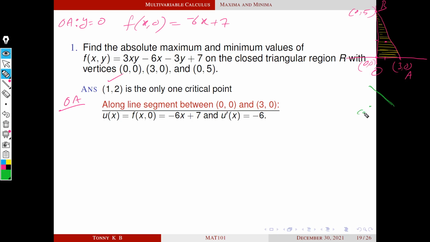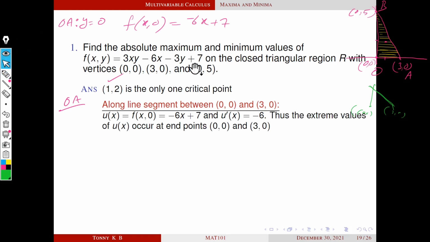This point corresponds to (0, 0) and this point corresponds to (3, 0). It is clear that we have two possibilities. Either one point is a maxima and one point may be a minima. Okay, so from this analysis, we have two possible extreme points from the boundary, right? So thus the possible extreme points from this boundary are the points (0, 0) and (3, 0). Clear?